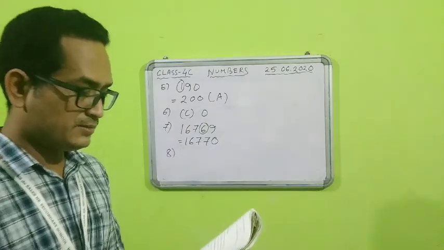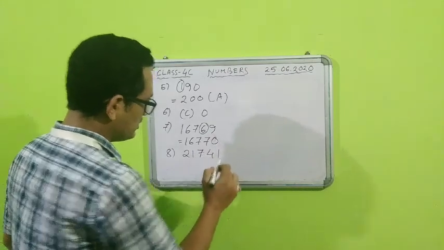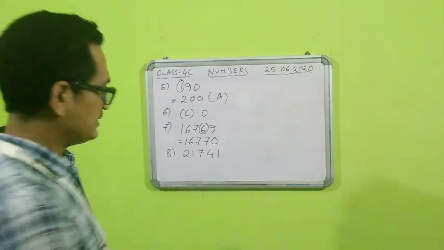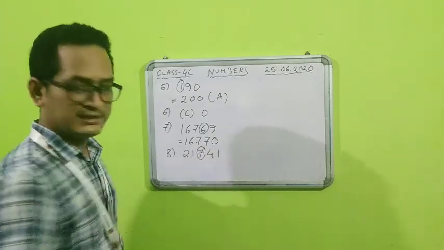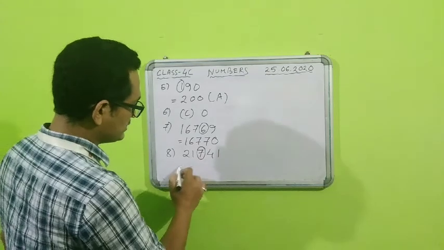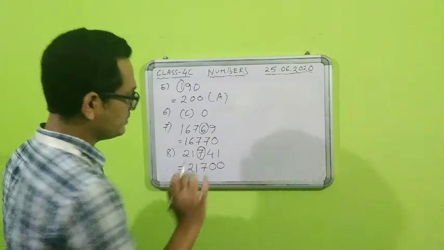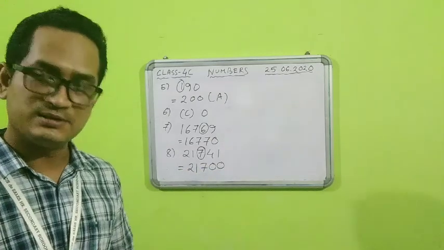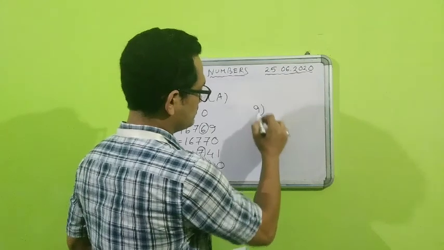Question number 8. 21741. We need to round it off to the nearest 100. So ones, tens, 100. This is the 100 place. On the right hand side, what is there? In the tens place, 4. 4 is less than 5, so there will be no changes. So 2, 1, 7 will be remaining, and this 2 will become 0, 0. So 21,700.